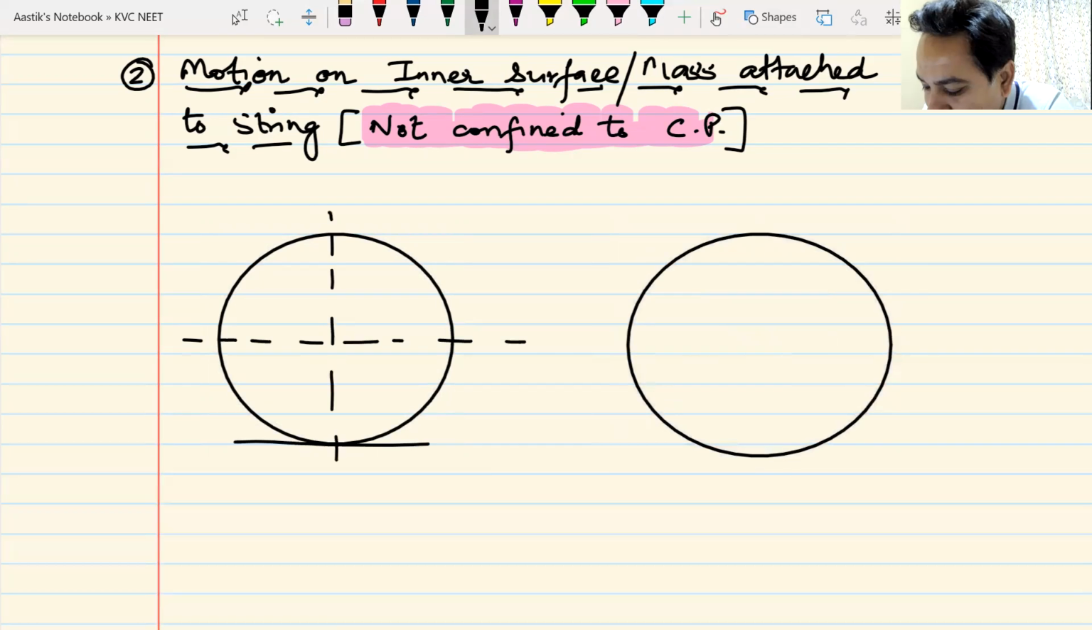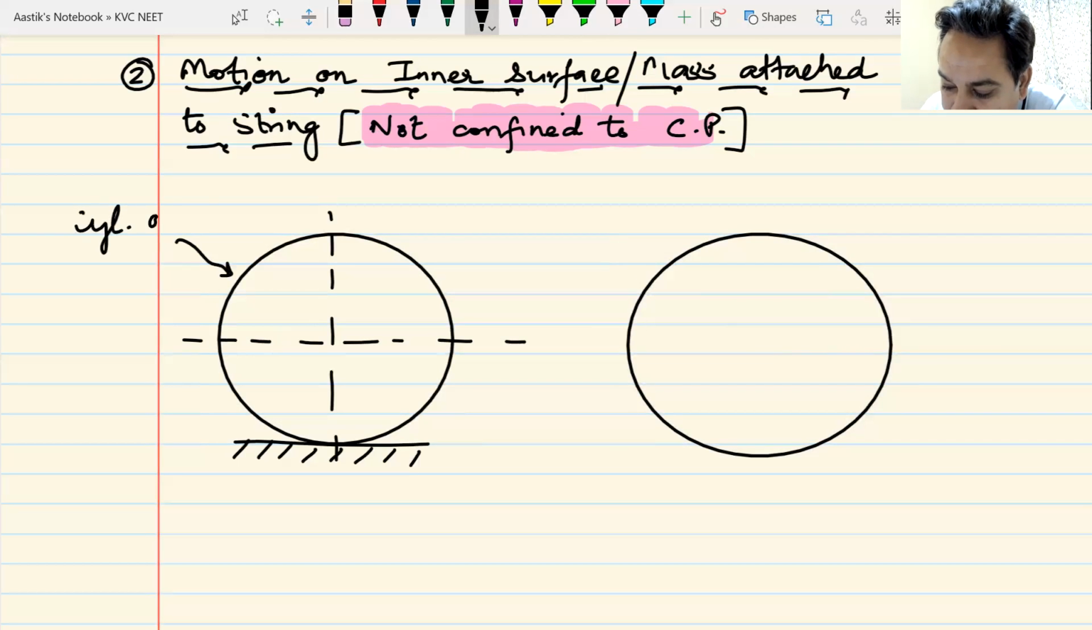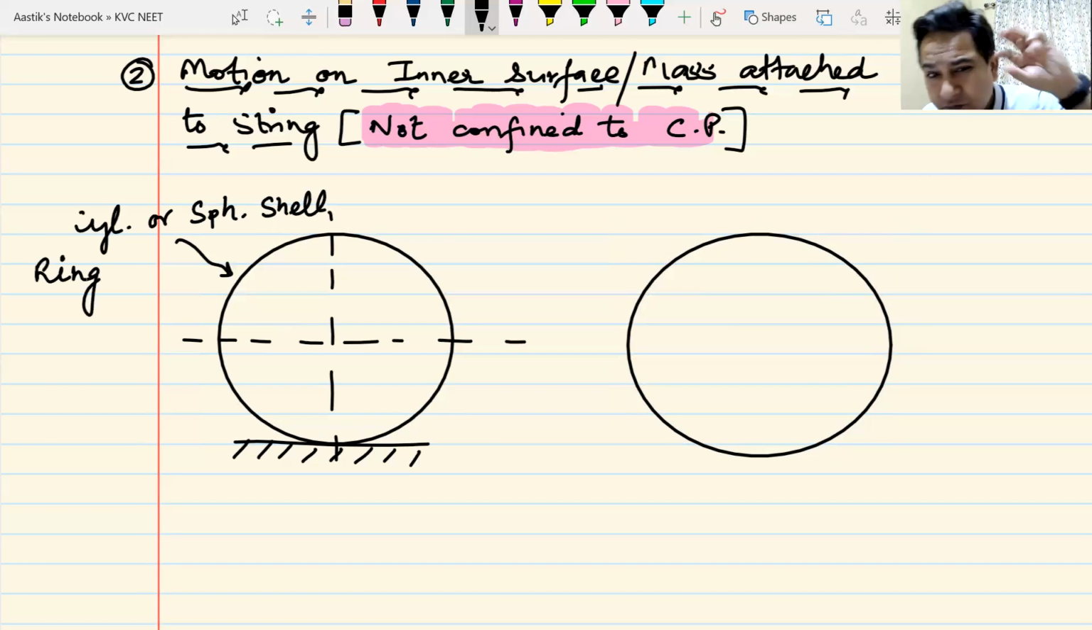Now, this first case is something kept like this. Again, this thing could be your cylinder. This could be your spherical shell. Remember, it has to be empty because motion has to take place inside of it. This could be your ring or anything that looks circular, which has got a circular groove, a vertical circular groove. Now, it has a center and it has a radius R.